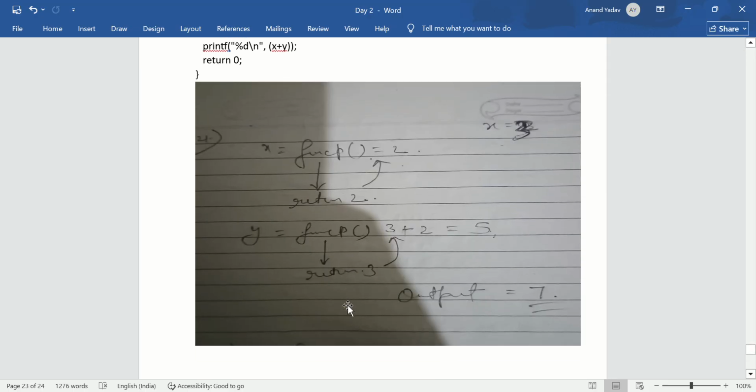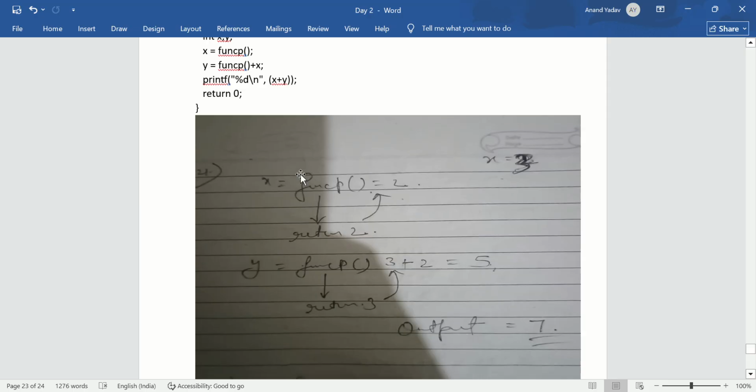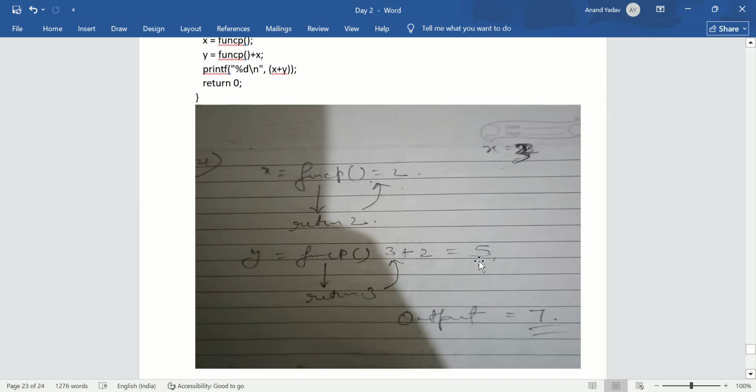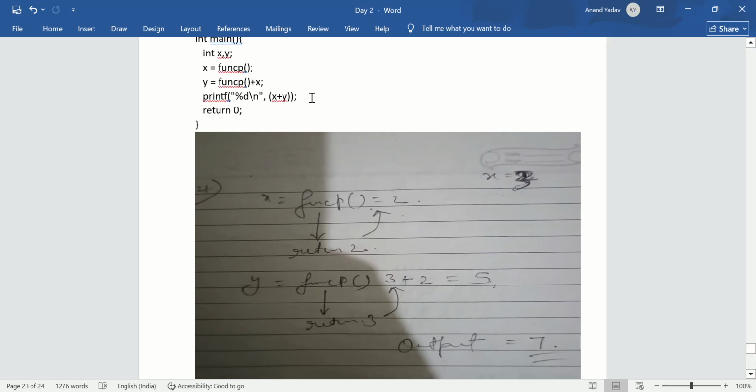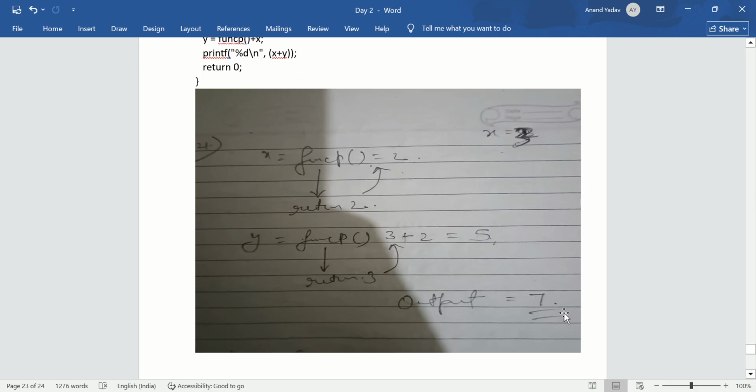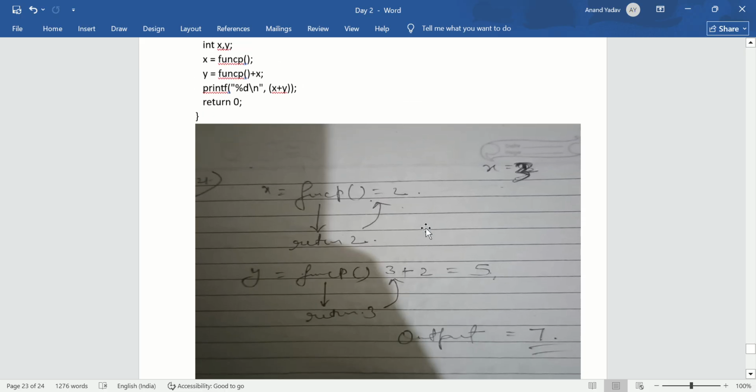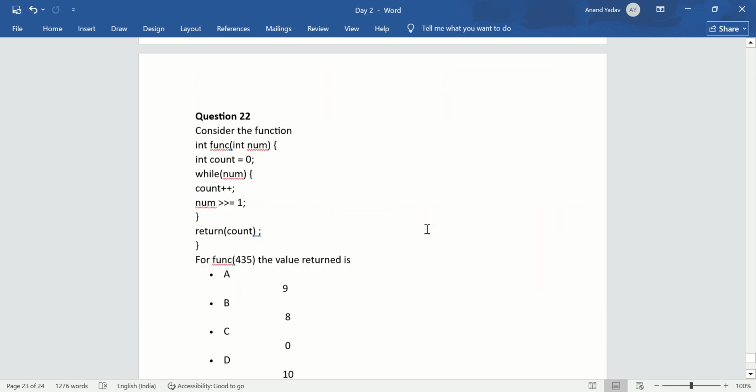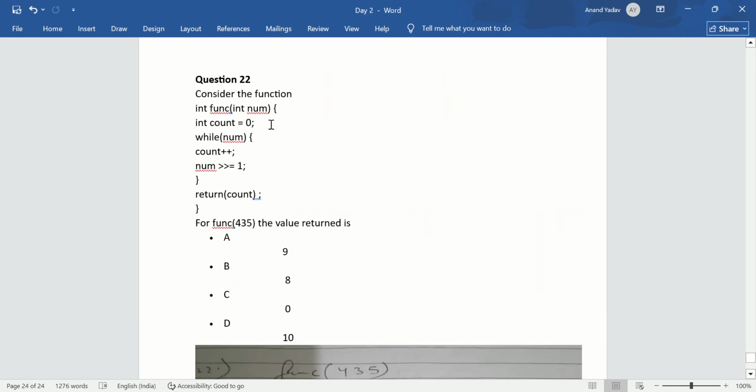Now it will call funcp for y and x. Funcp for y returns 3 and plus the x value 2, and this will calculate to 5, and then return x plus y and then print x plus y is equal to 7. In this way I solve this question.